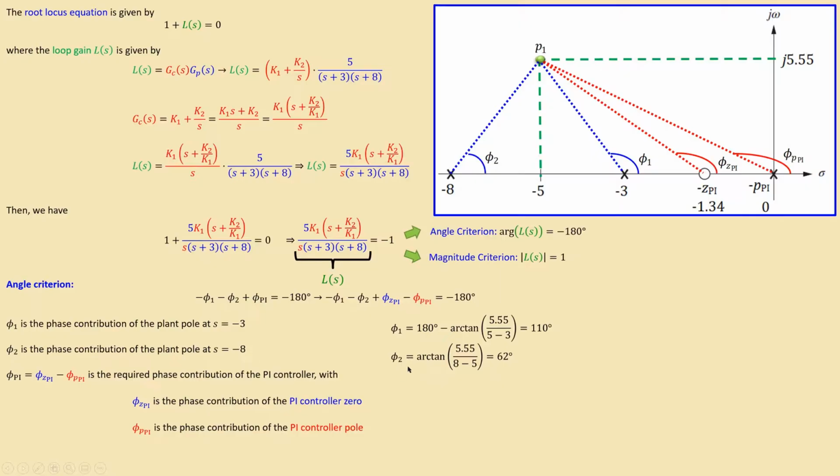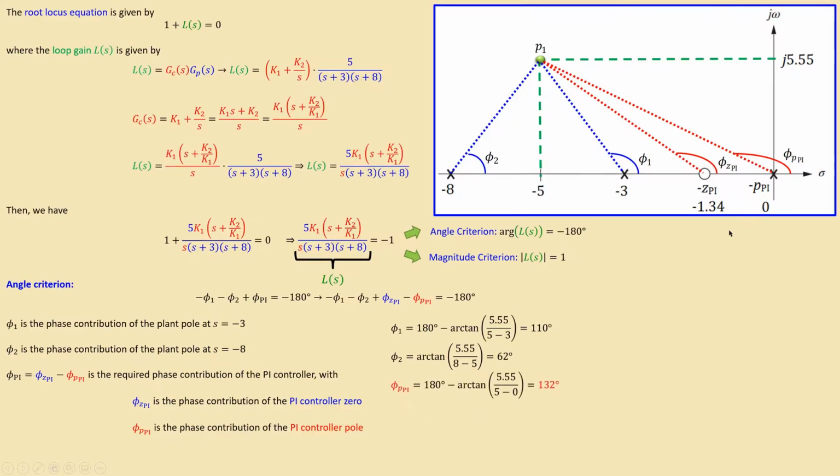And a similar form for phi 2, but this is of course a smaller angle than 90 degrees, so I don't need that 180 degrees correction here. So that is just arctangent of 5.55, the height, divided by this length here. In this case it is 8 minus 5, just the absolute value of this distance. So we will have then 62 degrees if you do the math here.